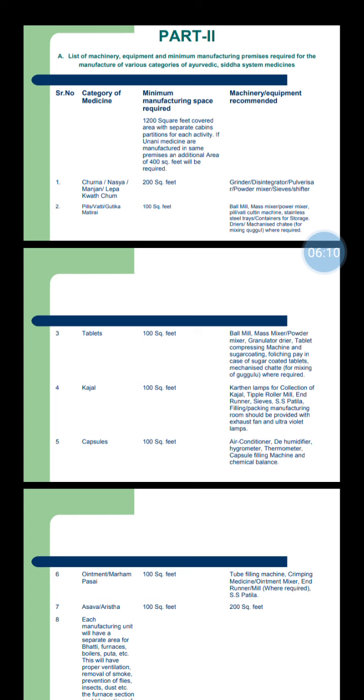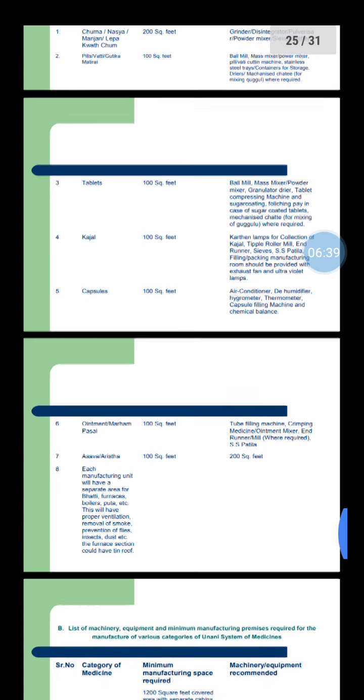Then second, pills, vati, gutika, material: 100 square feet; ball mill, mass mixture, powder mixture, pill and vati machine, sterilized steel tray, container for storage, dryers, machine, chapati for mixture, weighing balance required.